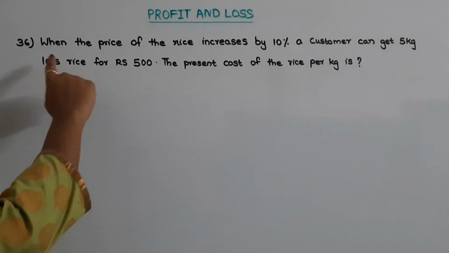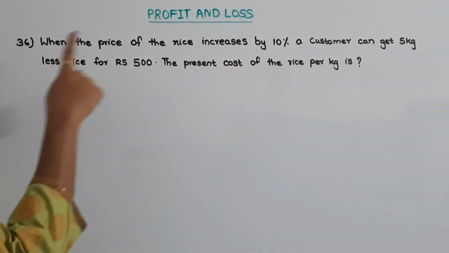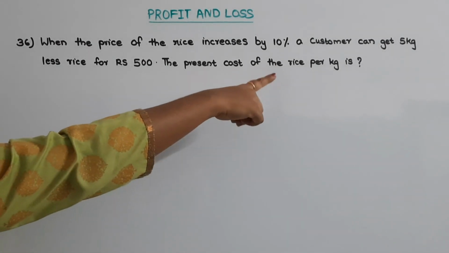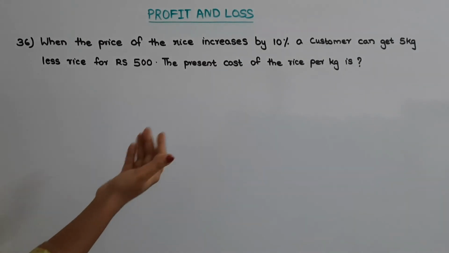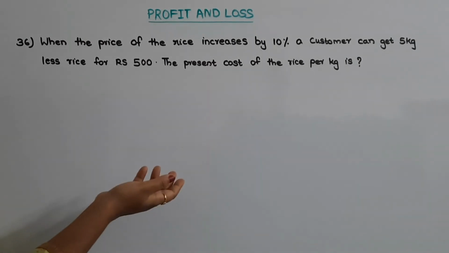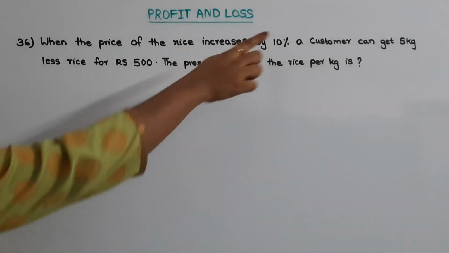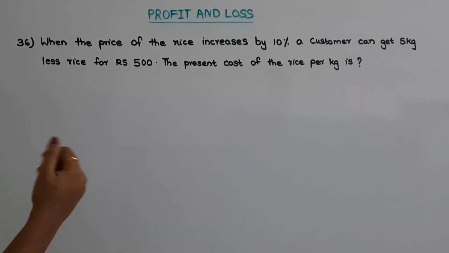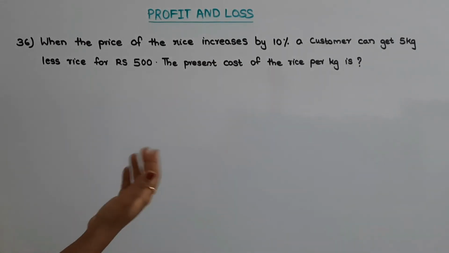The 36th question is: when the price of rice increases by 10%, a customer can get 5 kg less rice for rupees 500. The present cost of the rice per kg is? In this question, they are telling that the price of the rice increases by 10%. After this increase in price, a customer buys some quantity of rice for rupees 500. Then he is getting 5 kg less rice than before the rise in price. So, we need to find out the cost of the rice per kg after the price rise.